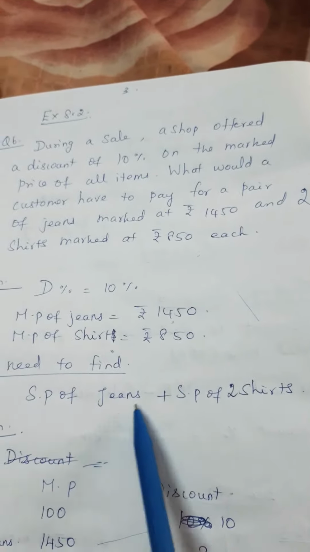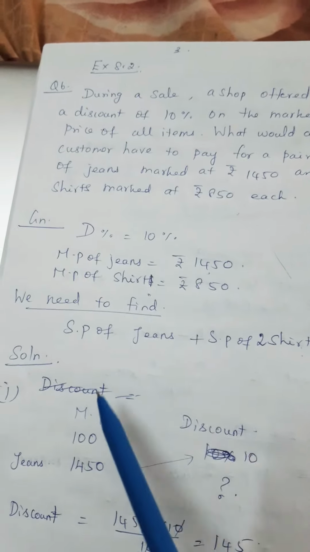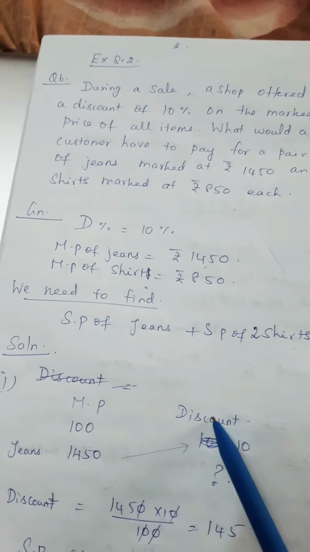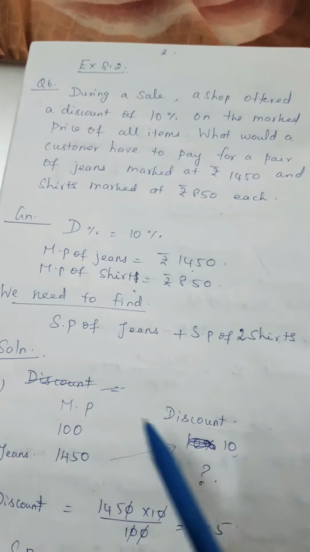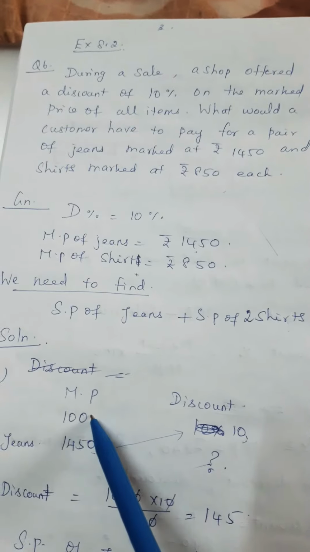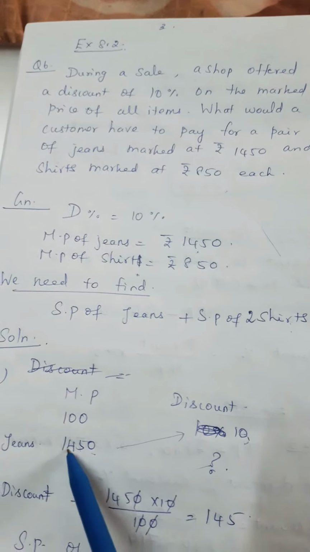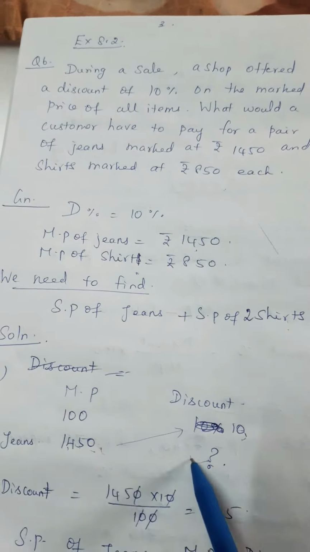First we will find the selling price of a jean. Now, it is given that the discount is 10%, and percent means out of 100, we know that. So if the marked price is 100, the discount is 10 rupees. Here the pair of jeans costs rupees 1450. So what must be the discount? We need to find out. 100 rupees marked price, 10 rupees is the discount; 1450 is the marked price. How much is the discount?